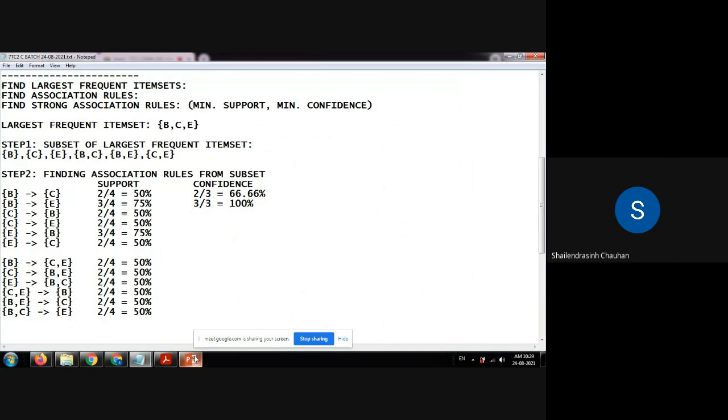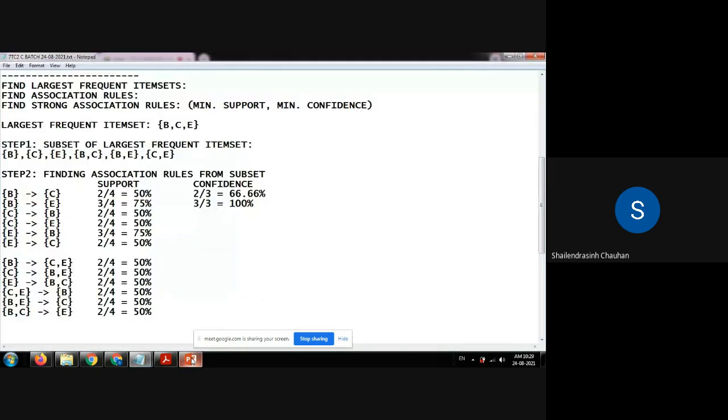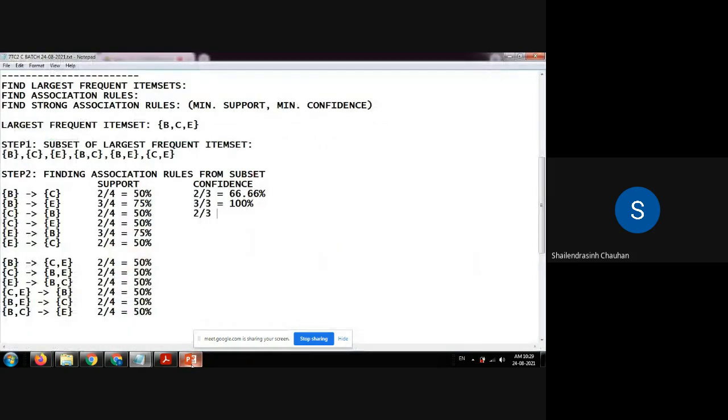Now, in how many transactions you are having C? 3. And out of all those 3, in how many transactions you are having B also along with C? Along with C, B. 2. That is 66.66%.